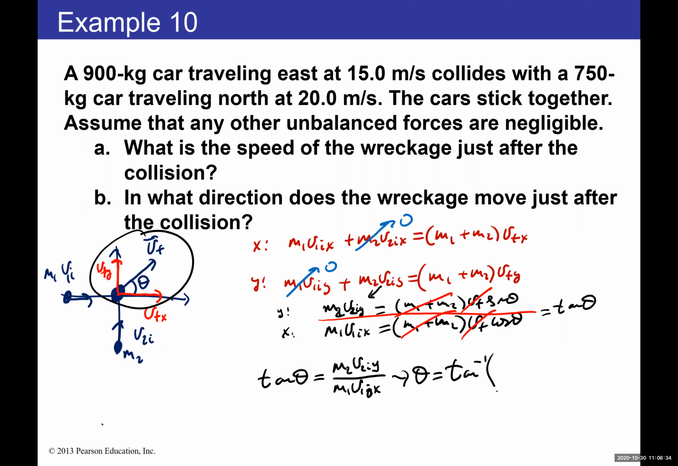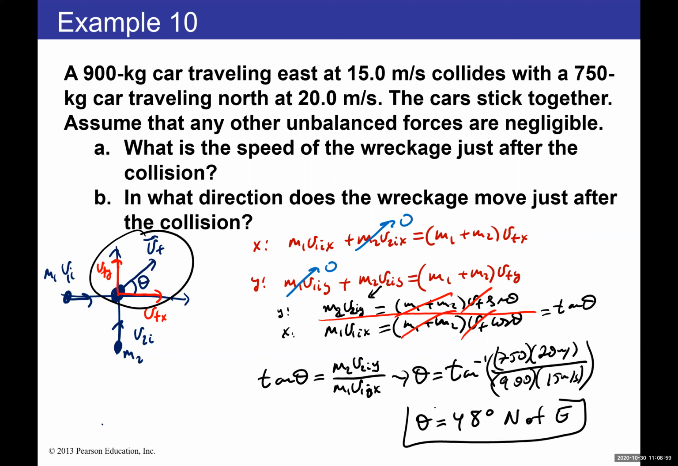Because what is m2? Well, I'm given that. m2 is 750 kilograms, and its velocity here is 20 meters per second, divided by 900 times 15 meters per second. And I can put that in and find theta. And this will be 48 degrees, 48 north of east. Okay.